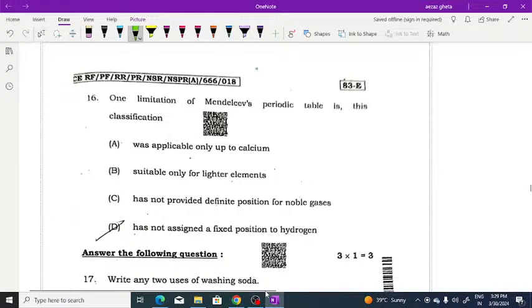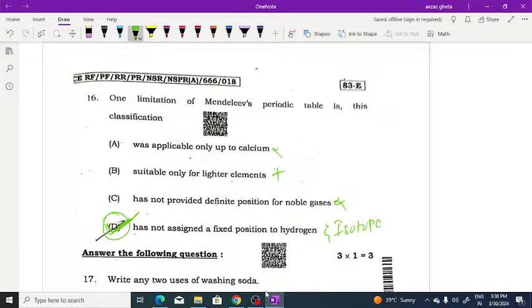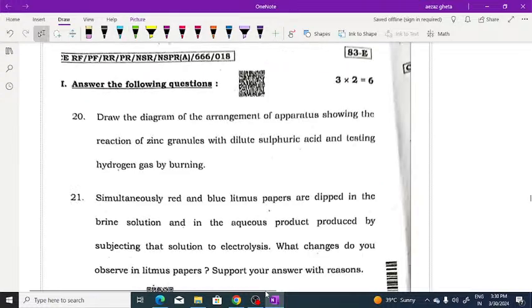One limitation of Mendeleev's periodic table is this classification was predict... Up to calcium? No, up to calcium, I think it was for Newland, right? Suitable only for lighter elements, that's Newland. Not providing a definite position for noble gases? No, noble gases were able to be placed, yaar. So this is also not it. So he has not assigned a fixed position to hydrogen. This was the problem. And isotopes were the problem. Isotope position and this hydrogen position was the problem in that. Right or not?